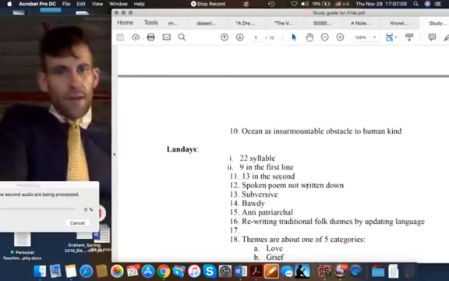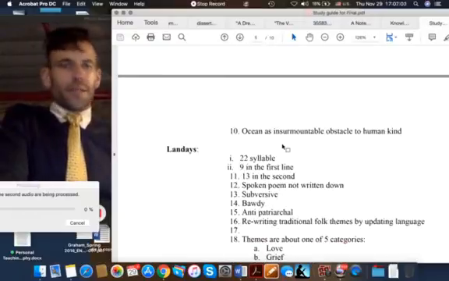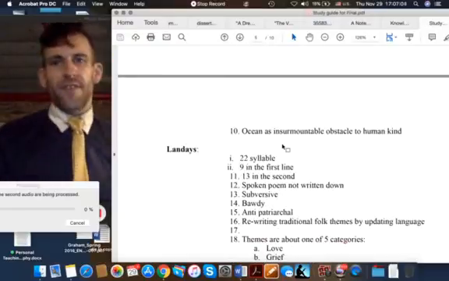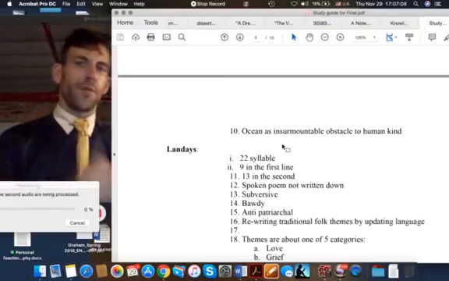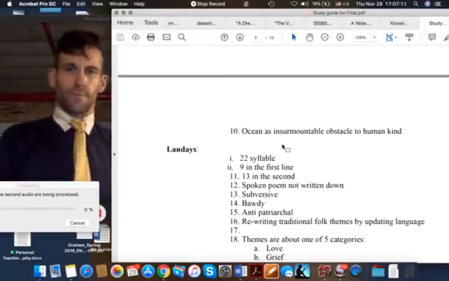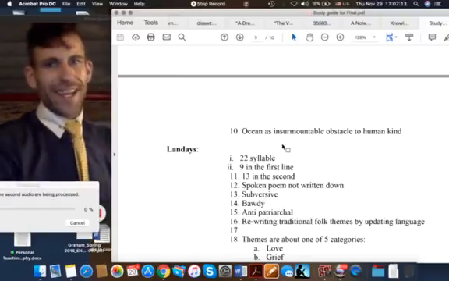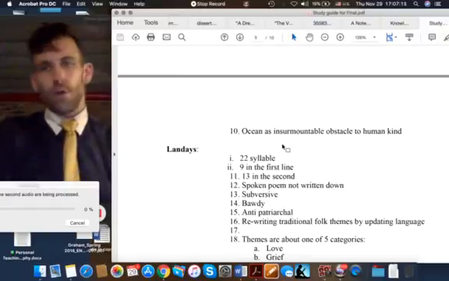Okay. Next we have, the ocean is an insurmountable obstacle to humankind. Like, it's something we can't master. It stands at the edge of all human experience and something we cannot overcome. It will overcome us. It will kill us. It will be our tomb. And because of that, Courtney has a lot of incomprehensible and insurmountable images for the ocean.